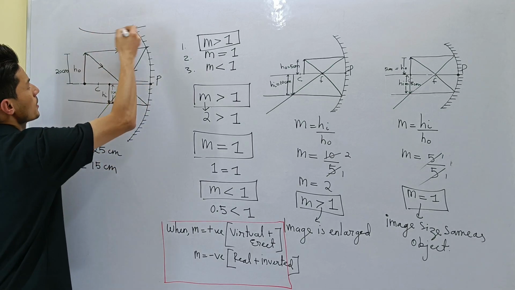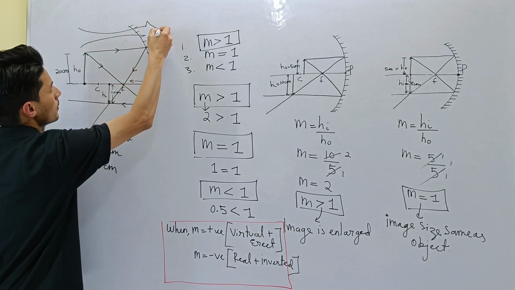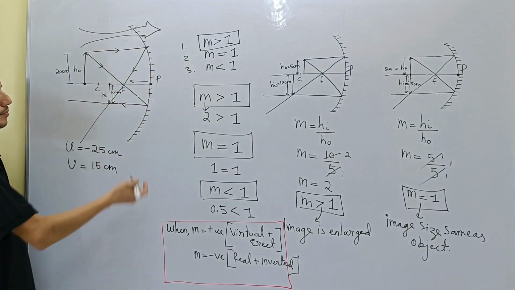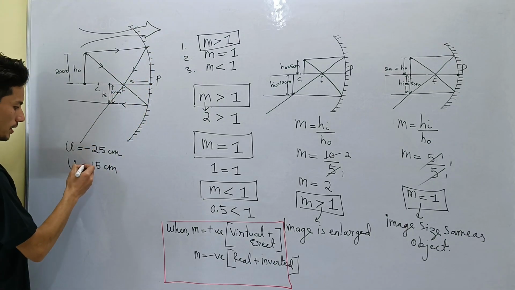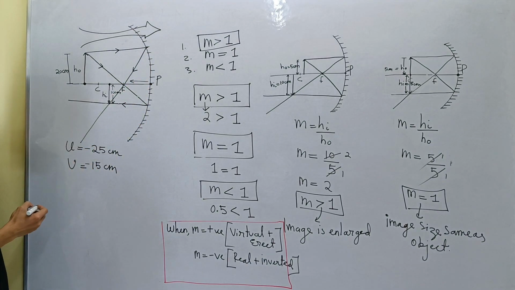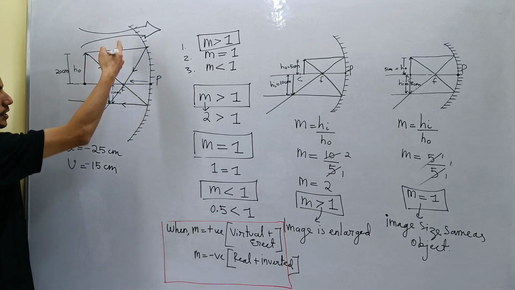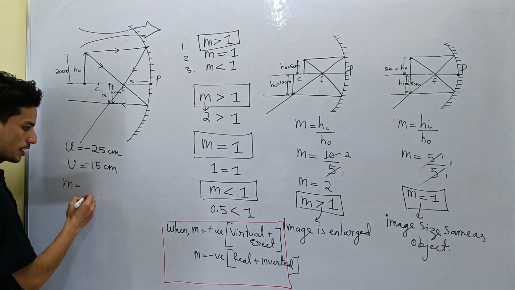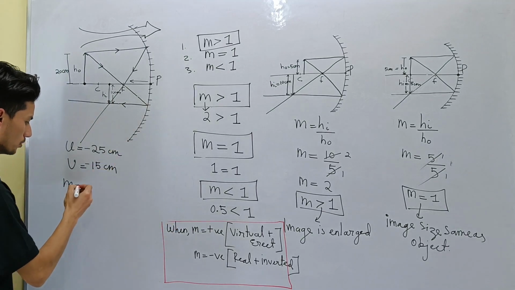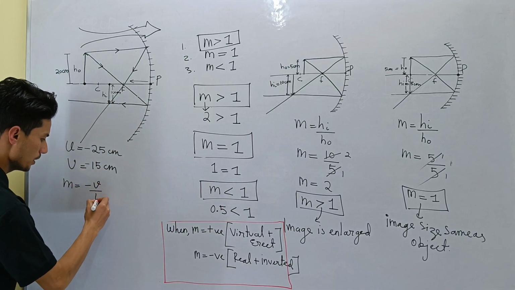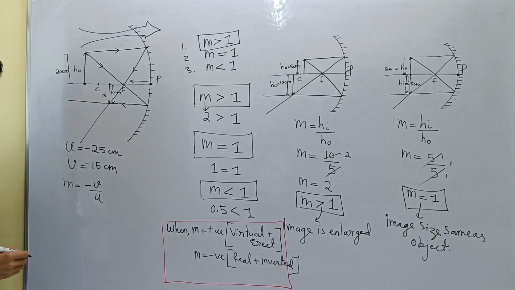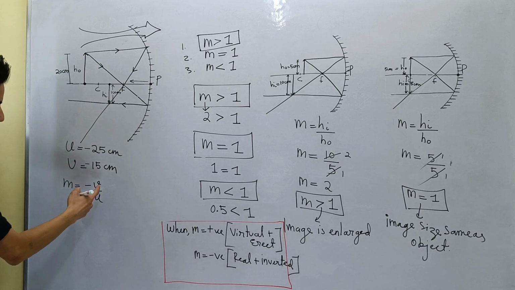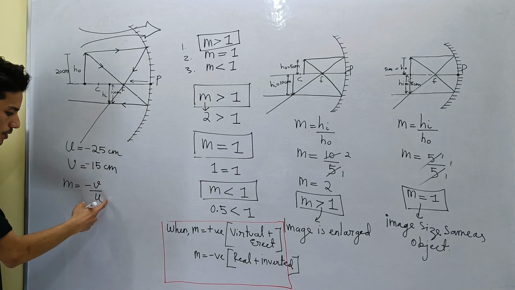Light direction is going like this, light is going like this, the direction of light, and my direction is opposite, so again I'm getting negative value. Okay, because my direction is opposite to the direction of light. So now m is equal to, formula is, what is the formula of m? M is equal to minus v by u. This was one of the formulas for magnification. Okay, where we need to use the image distance and the object distance.